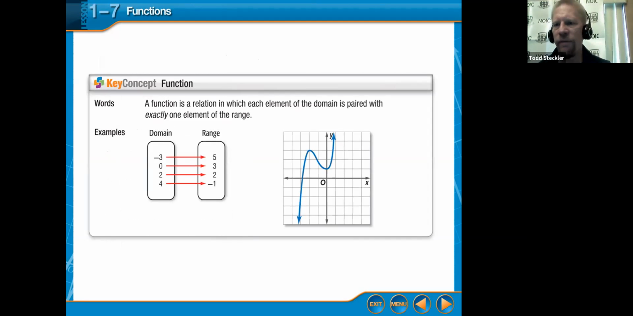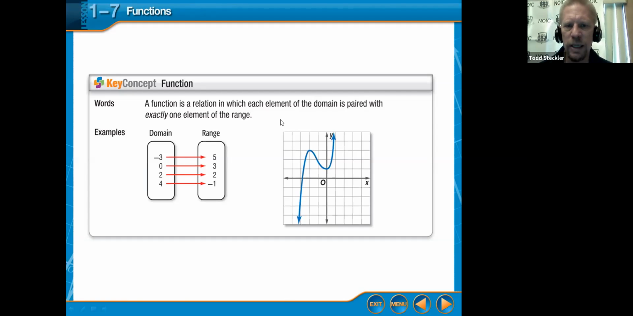Let's go to a definition of a function. A function is a relation. If you remember from the previous section 1-6, that was about relations. The definition of a relation was a set of ordered pairs. So a function is a relation. We know we have a set of ordered pairs, but there's something special about this relation.